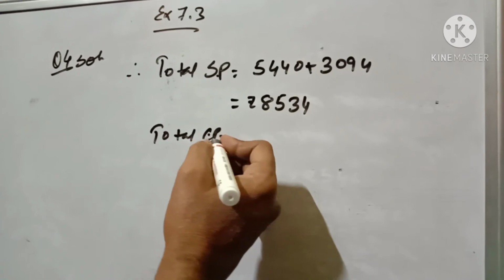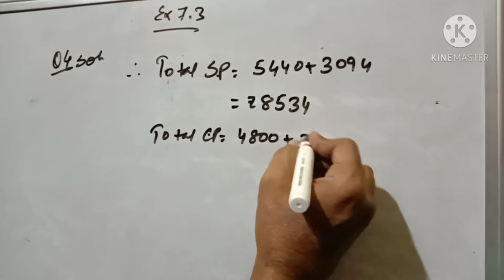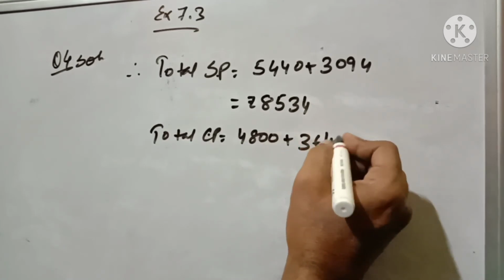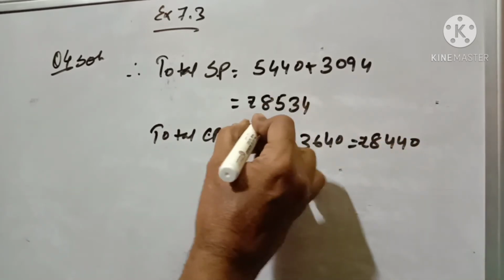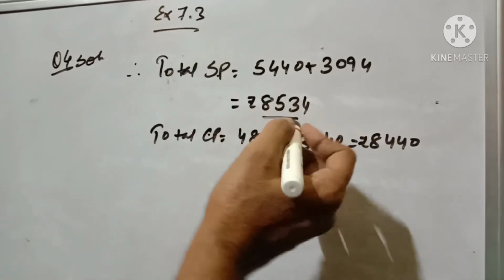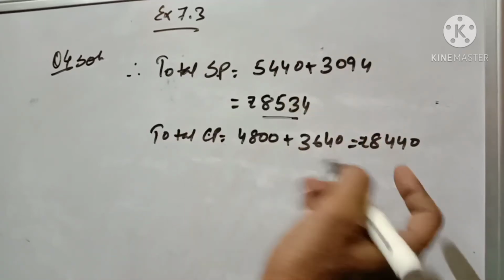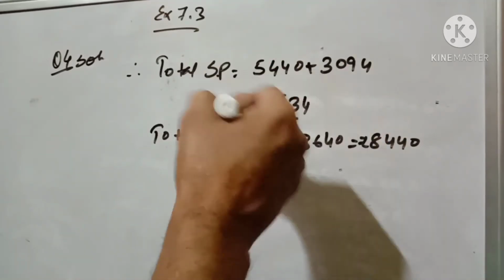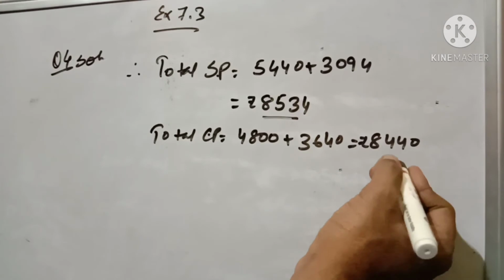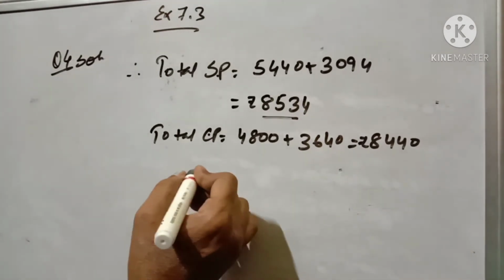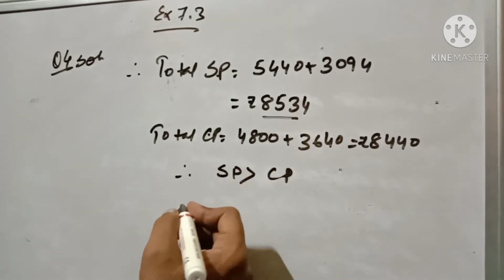The first one is 4,800, the second one is 3,640, equal to rupees 8,440. Now you compare this CP and total SP. One is a profit in the first deal and the second deal is a loss. So the overall selling price will be 8,534 and the total CP, the overall cost price, is 8,440. Now from here we can observe SP is greater than CP, therefore it is a profit.